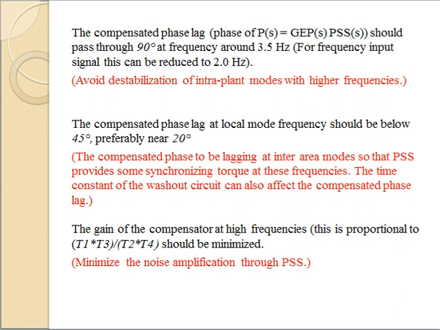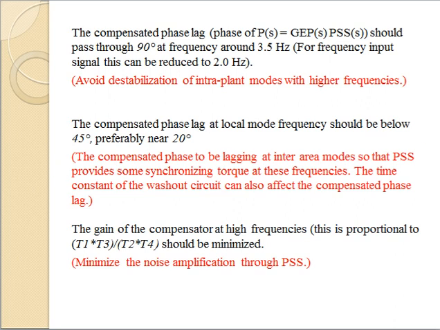And the third point, the gain of the compensator at high frequencies. Now what will be the gain of the compensator? If you see the transfer function, your gain will be proportional to T1 by T2 into T3 by T4, or T1 T3 by T2 T4. So that should be minimized. The reason is, once noise enters through this circuit, that noise may be amplified because of the overall PSS. So just to avoid that, the gain of the compensator should be minimized at higher frequency.